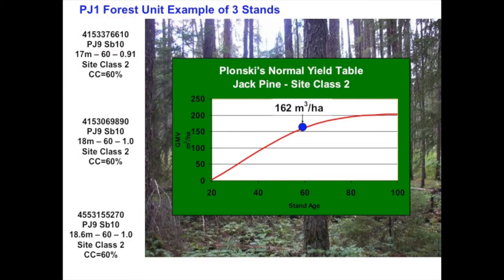Very quickly, we're going to do a couple examples here. So does any of this matter? What I did on the Romeo and Juliet forest is I picked 3 pretty similar stands. Basically, they're jack pine stands, jack pine black spruce stands, relatively the same height, the same stocking, same site quality in terms of site class 2, crown closure is about the same. And if we go to our normal yield table, which is sort of the way we do our wood supply in our stand level volume estimates, all three of those stands would be 162 cubic meters per hectare.